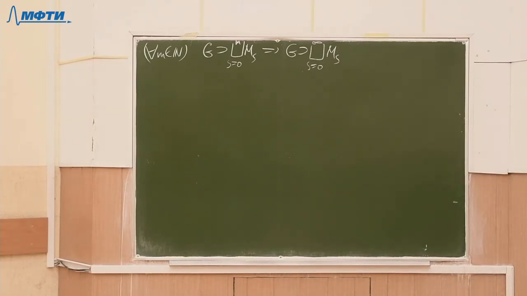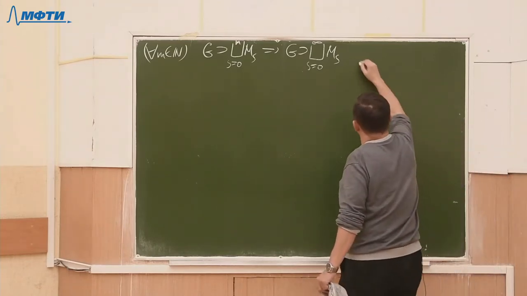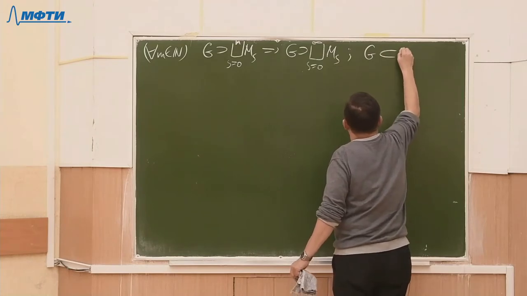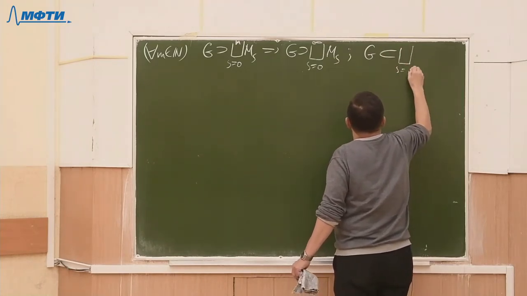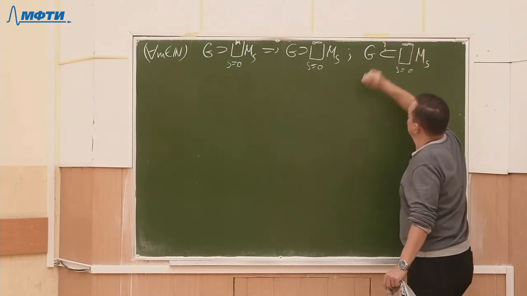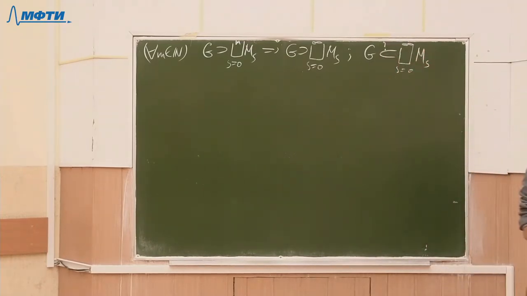So now we need to prove the opposite inclusion. The opposite inclusion. So we'll finish if we are able to prove the following inclusion, that is, in fact, equivalent to our claim. Right?